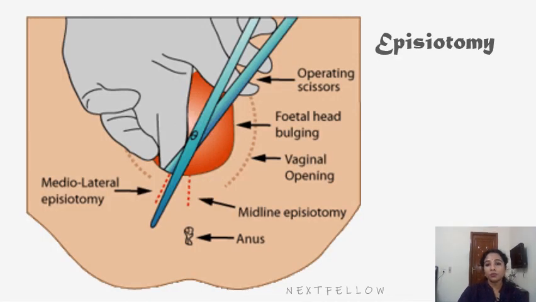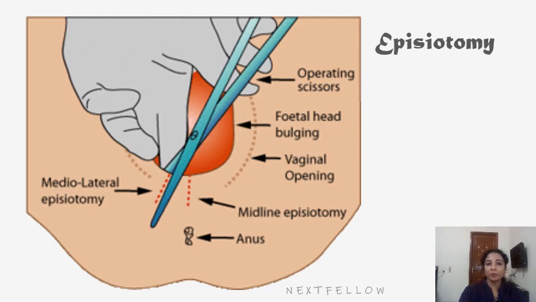So let us move a little bit to the clinical aspects. So episiotomy is a surgical incision of the perineum, which is usually done along the posterior vaginal wall to enlarge the vaginal opening during childbirth. So it is done during the second stage of labor to quickly enlarge the opening for the baby to pass through. So there are two types of episiotomies.